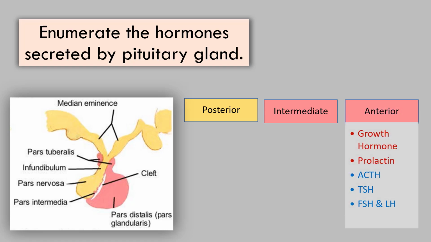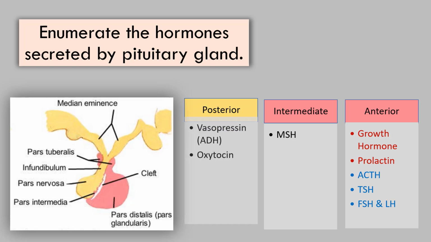Pars anterior secretes growth hormone, prolactin, adrenocorticotropic hormone, thyroid stimulating hormone, follicle stimulating hormone, and luteinizing hormone. Pars intermedia secretes melanocyte stimulating hormone. Pars posterior, being in direct communication with the hypothalamus, has the function of secreting vasopressin and oxytocin.